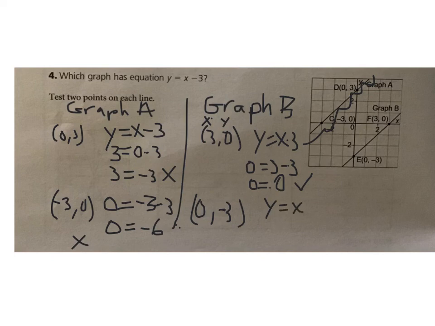So for the second one, in the x spot I'm putting a 0, and in the y spot I'm substituting in a -3. I get a -3 on the left side. On the right side I have 0 take away 3, which is -3. So I get a match.